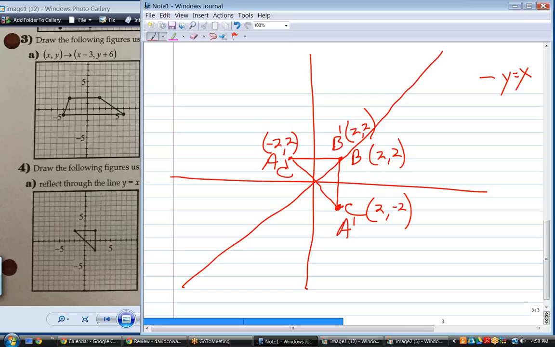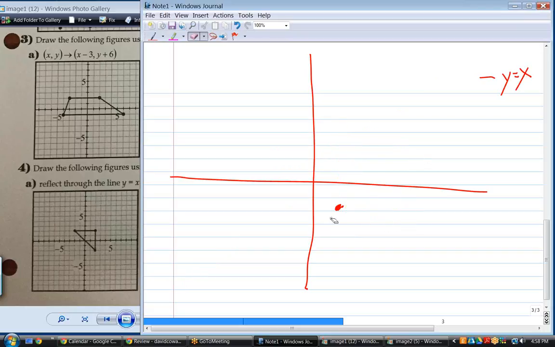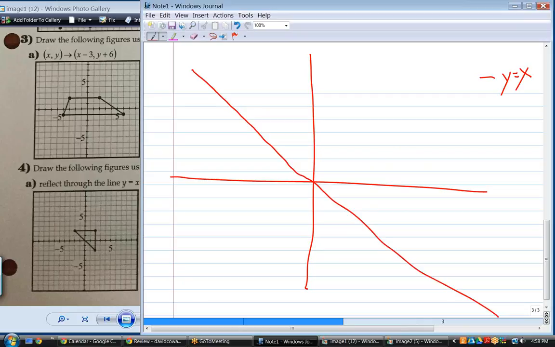Just switch the variables. When you reflect over the line y equal minus x, you switch the variables and change the sign. Let me show you at least one example of that. These are the standards that you have to reflect over: the x-axis, the y-axis, y equal x, and y equal negative x. Well, this is y equal negative x. And let's assume that I had that point -5, 1.